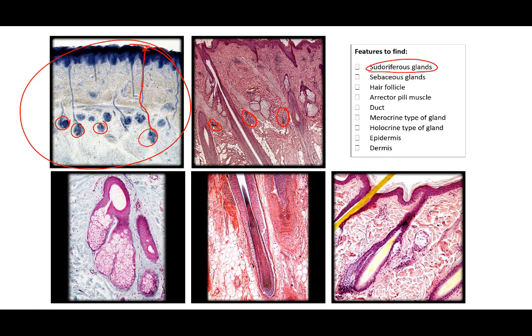Sebaceous glands are always going to be associated with a hair follicle. Sebaceous glands make oil, which is fat. So there are these white clusters. These are all sebaceous glands. This one's a really nice image here because we see the sebaceous glands with its duct that's going to go out this hair follicle. Here's our sebaceous gland.